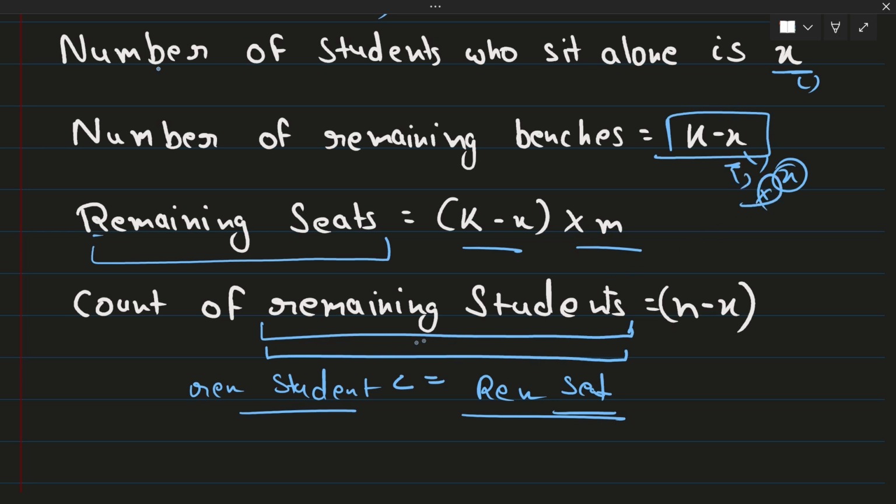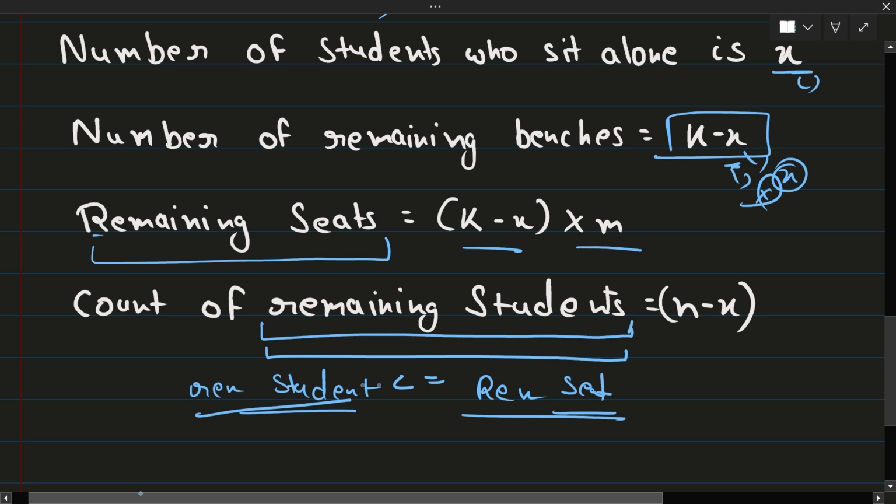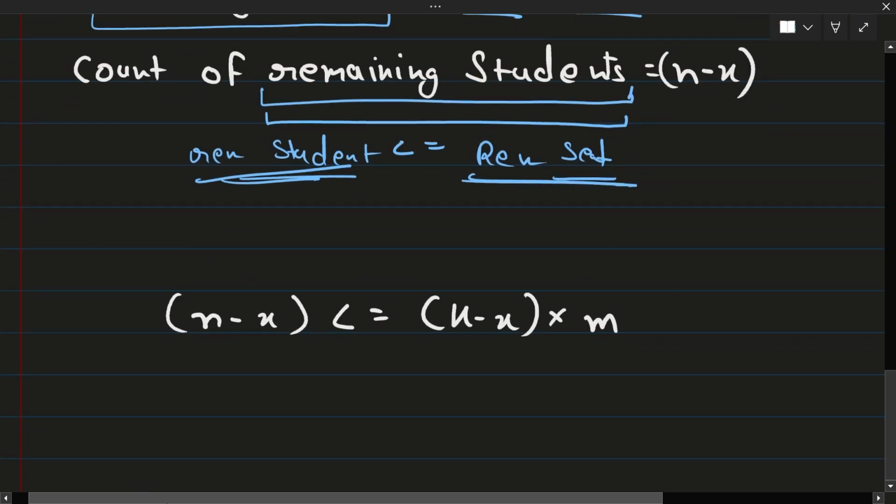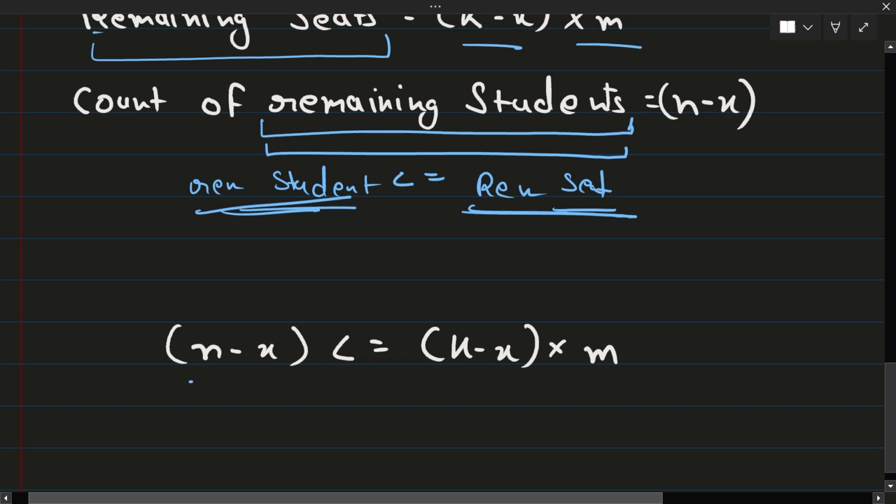So I have to make all the remaining students sit on the remaining seats. For that, this will be my condition: n minus x, which is the remaining students, should be lesser than k minus x into m, which is the remaining seats. So the remaining students should be either lesser or equal to the remaining seats, so that all the remaining students will be able to sit on the remaining seats.